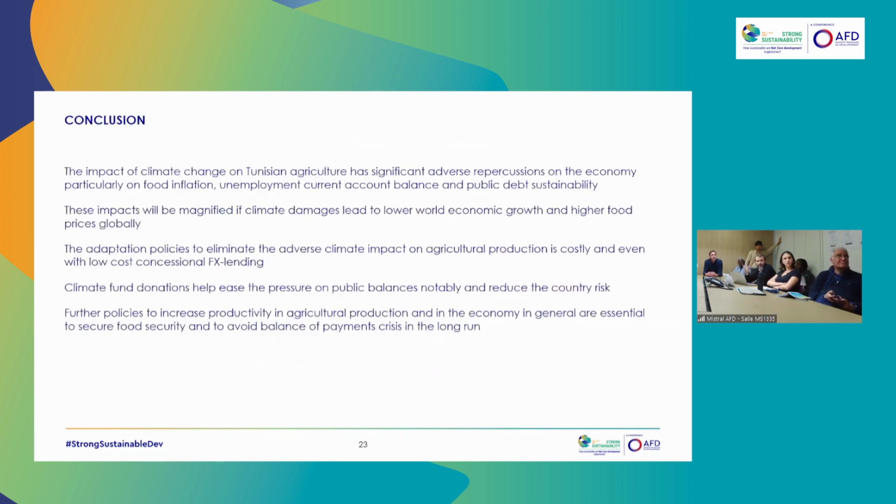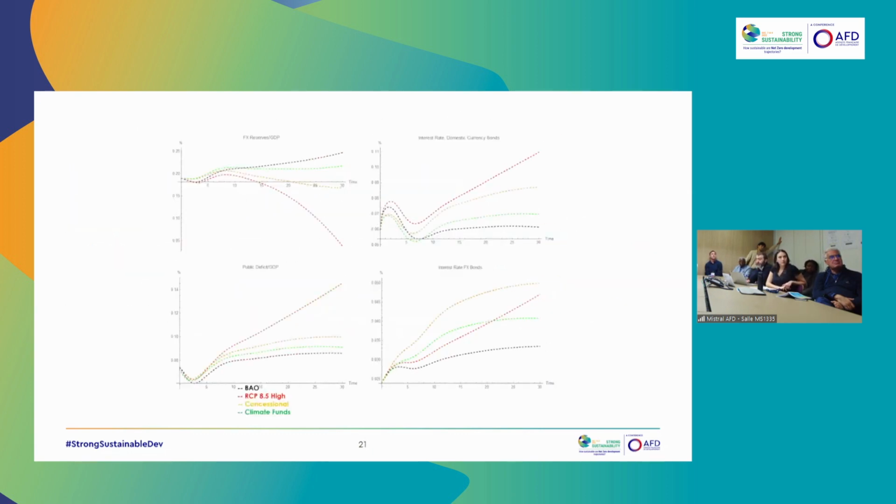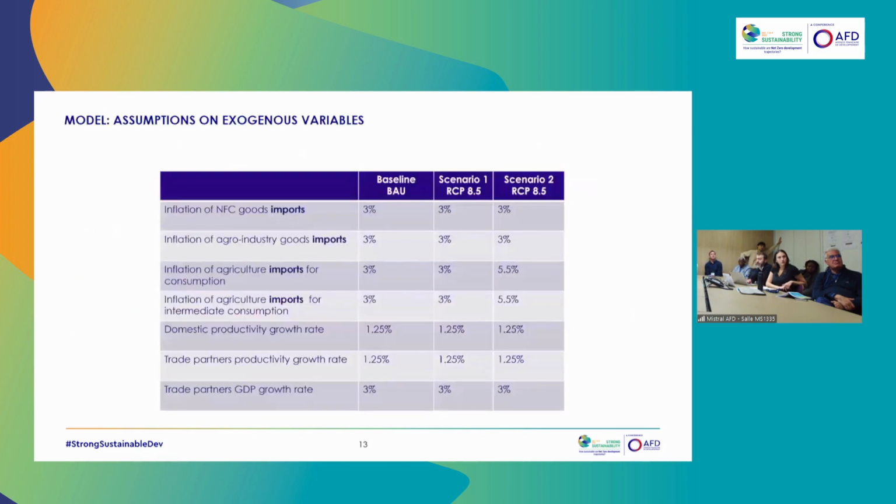And to conclude, as I have shown here, the impact of climate change on Tunisian agriculture is very severe, and it's going to have very serious repercussions on the economy if nothing is done. Just a quick note here. I'm going to go back to our assumptions. In both of our RCP 8.5 scenarios, we assume that the trade partners' GDP growth rate remains at 3%. Now, this is pretty optimistic under an RCP 8.5 scenario, because the EU may not grow at 3% annually, in which case our results get progressively worse. So I'm actually showing a pretty optimistic scenario here. I'm not showing a terribly pessimistic scenario. We have made the EU grow at 3% until 2050. So if we change these assumptions, some of our results do change and things look even worse.